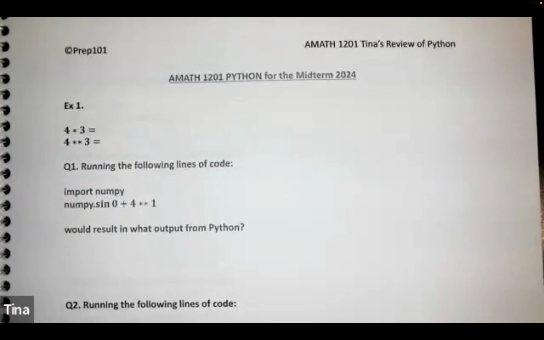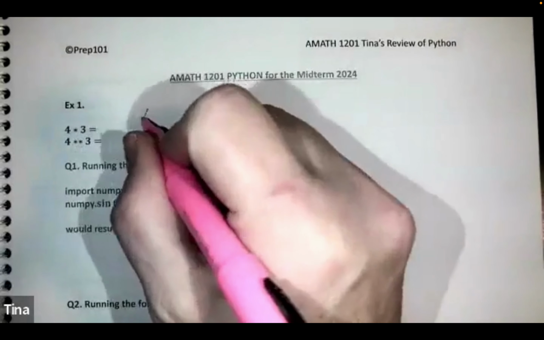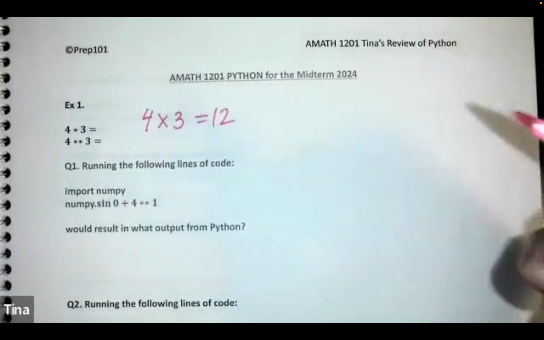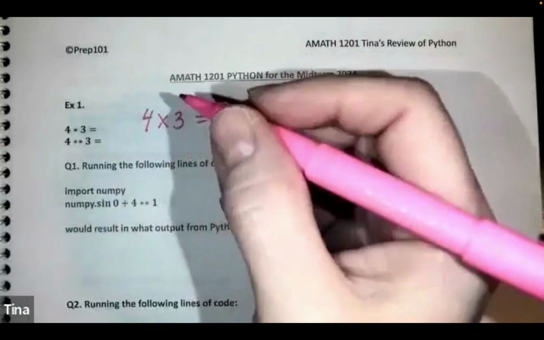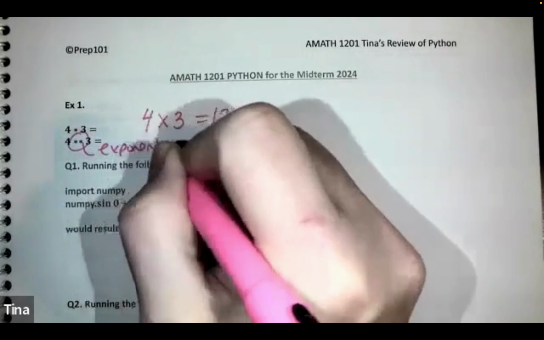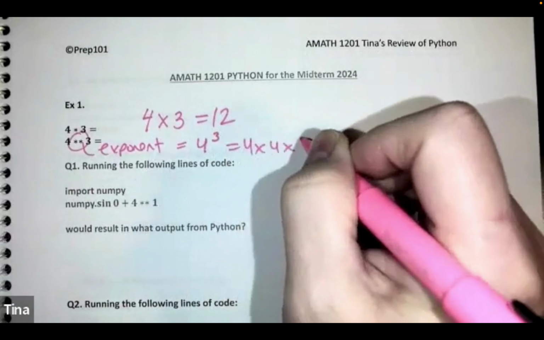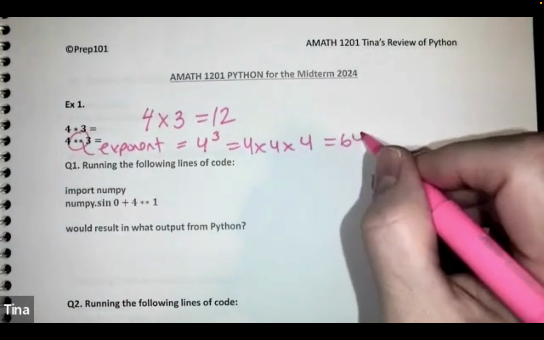Okay, so example 1. If you see 4 star 3, 1 star means multiply. So 1 star means just 4 times 3 here, which is 12. If you see 2 stars, then the 2 stars means it's an exponent. So then it would be 4 to the exponent 3, or the output from Python would be 4 times 4 times 4, 64.